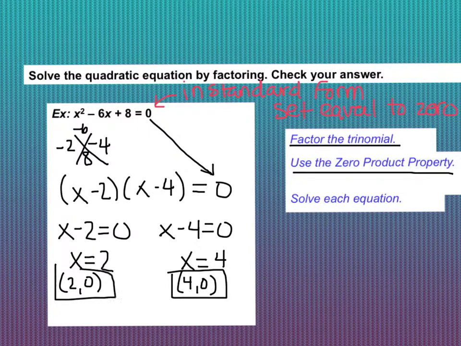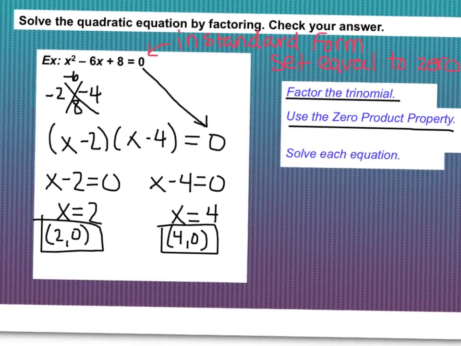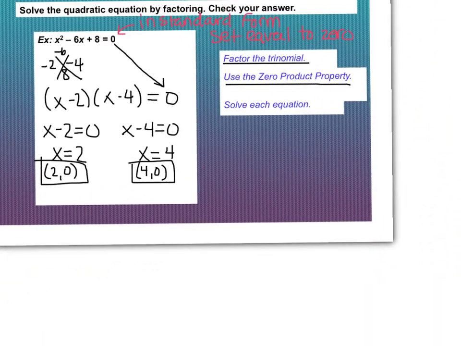And now let's go ahead and check our answer. To check our answer, we are going to plug in the number 2, and we should get 0, and you can plug in the number 4, and you should also get 0. So let's see if we get that. Oops. I'm going to erase that. And I want to go ahead and move up my slide so I have more room. There we go. So now let's go ahead and check our answer.